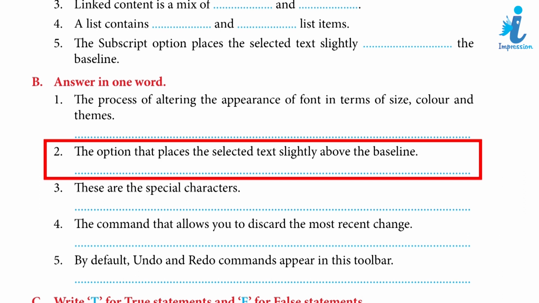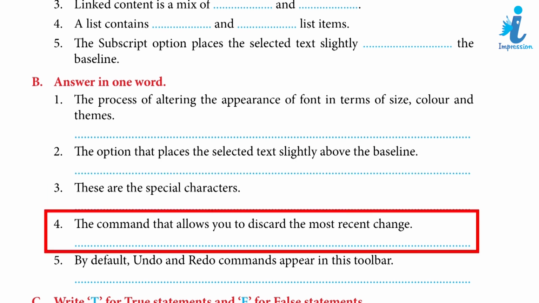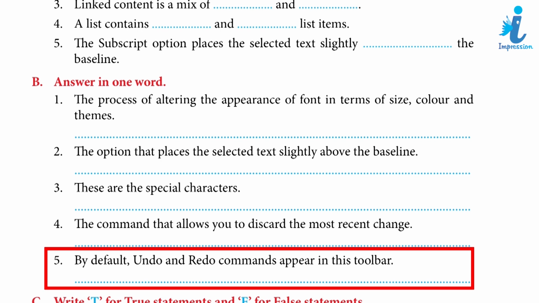Answer: superscript or subscript. 3. These are the special characters. Answer: symbols and shapes. 4. The command that allows you to discard the most recent change. Answer: Ctrl Z. 5. By default, undo and redo commands appear in this toolbar. Answer: quick access toolbar.